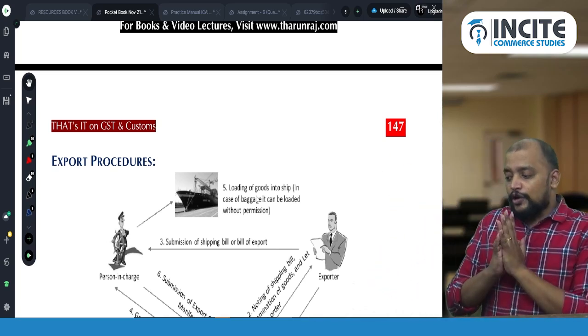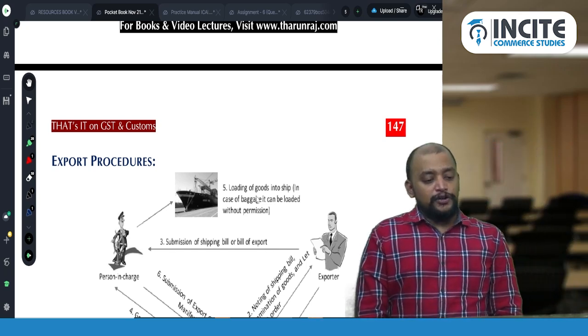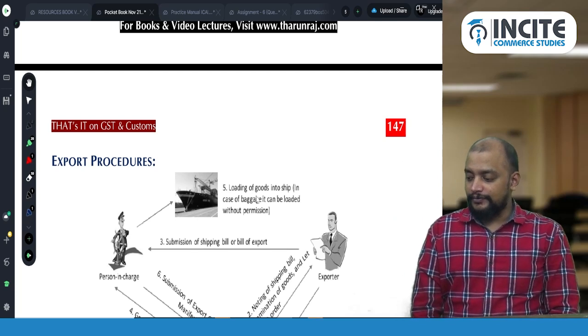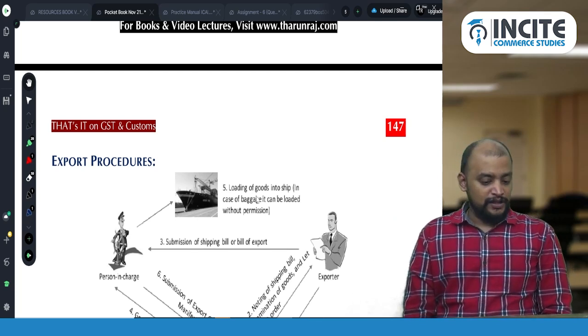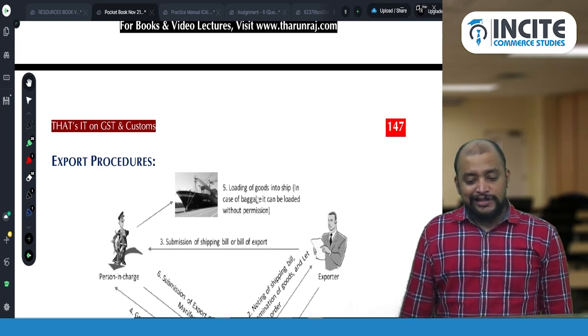Okay. Any doubt up to this? Any doubt up to this part? So can we proceed to the export procedures then?